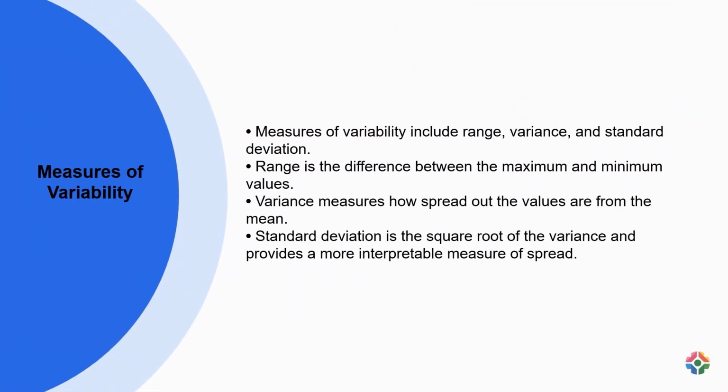Measures of variability such as range, variance, and standard deviation are essential in analyzing data spreads. Range is computed as the disparity between the highest and lowest values in a dataset. Meanwhile, variance quantifies the extent to which data points deviate from the mean. Standard deviation, which is the square root of the variance, presents a more intuitive metric of how dispersed data points are from the mean.